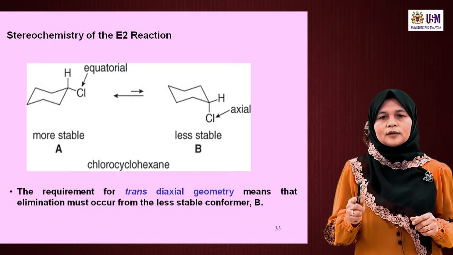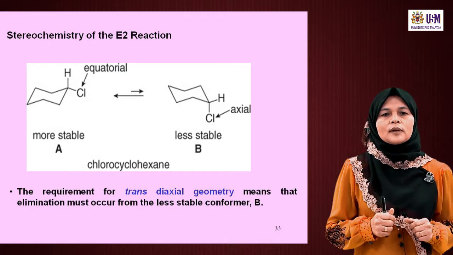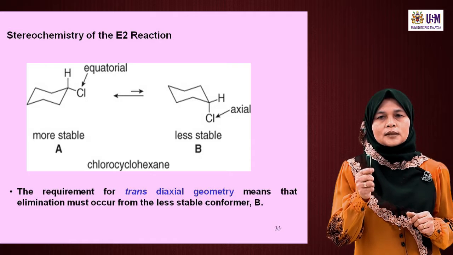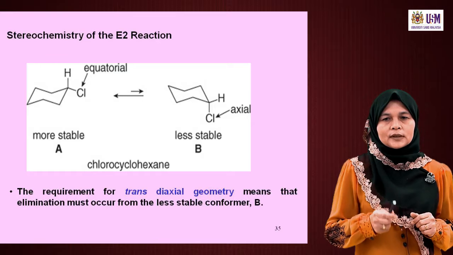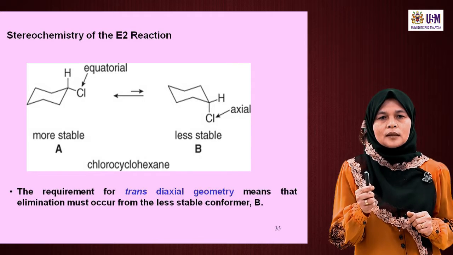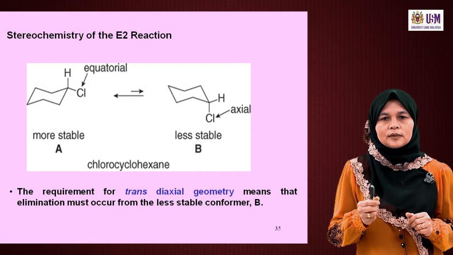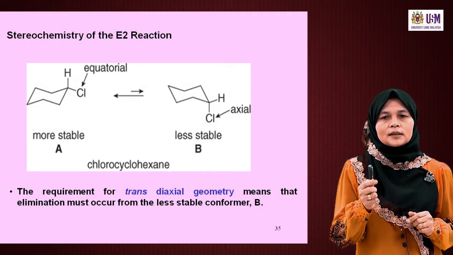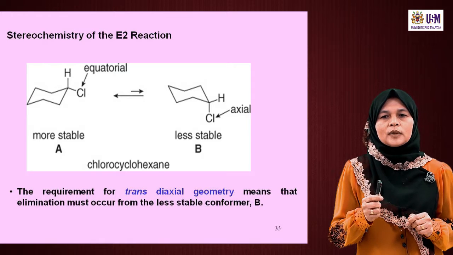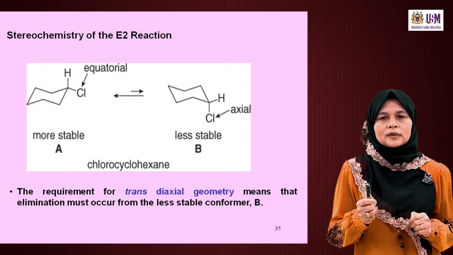Stereochemistry of the E2 reaction. So now we consider chlorocyclohexane, which exists as two chair conformations. Conformation A is preferred since the bulkier chlorine group is in the equatorial position, which is structure A. The requirement for the trans diaxial geometry means that elimination must occur from the less stable conformer, which is conformer B.